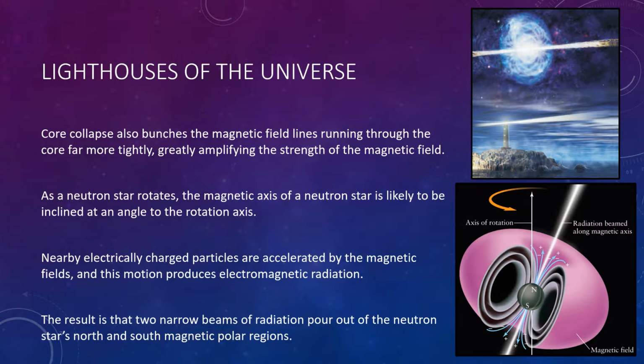Furthermore, nearby electrically charged particles are accelerated along this magnetic field, and this motion produces electromagnetic radiation. The result is that two narrow beams of radiation pour out of the neutron star's north and south magnetic poles. Like lighthouses, neutron stars actually emit a fairly steady beam of light, but we see this as a pulse of light each time the beam sweeps across Earth's point of view.